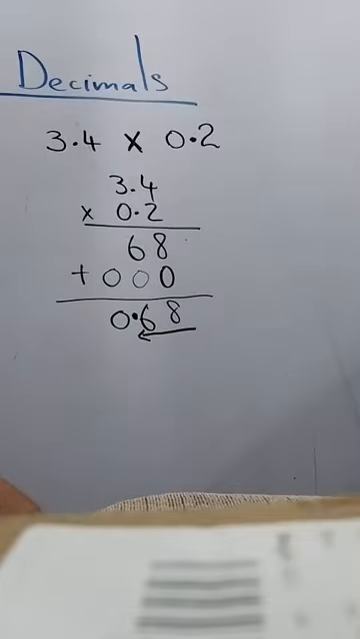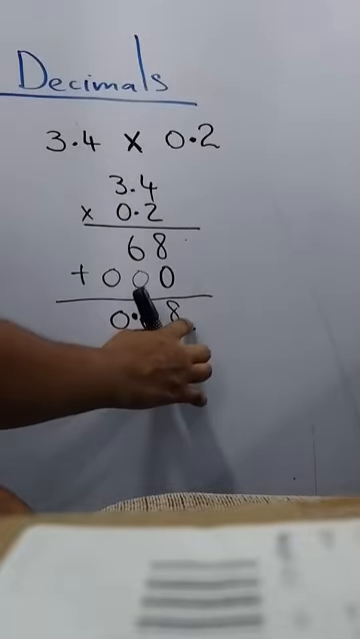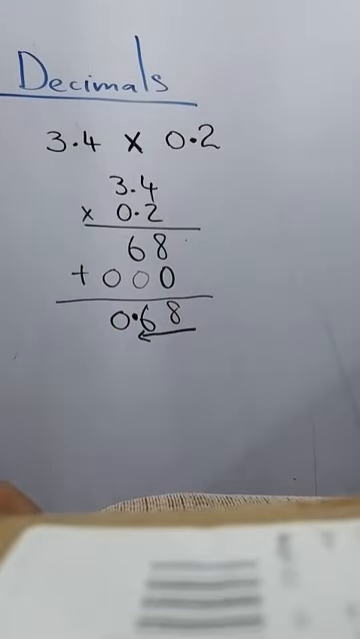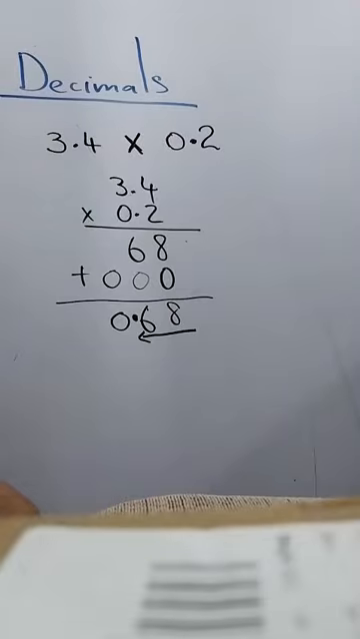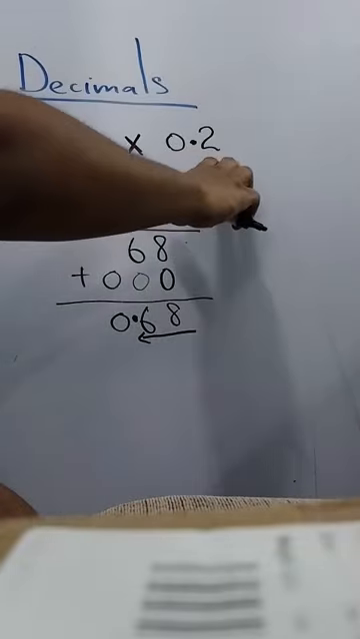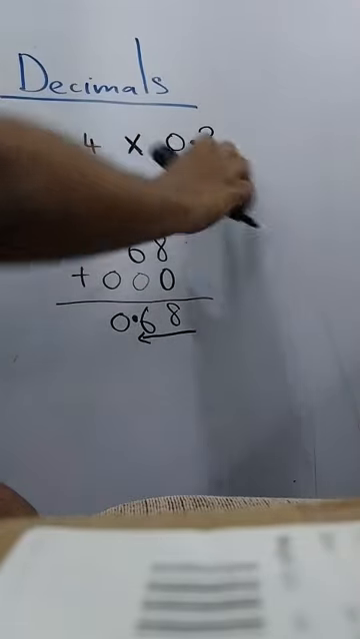All right, so my solution is 0.68. So what did I do? I went ahead and I did my regular multiplication. What did I do last? I ensured that I counted how many decimal places need to be accounted for, and I take it from the 2 numbers that were being multiplied.